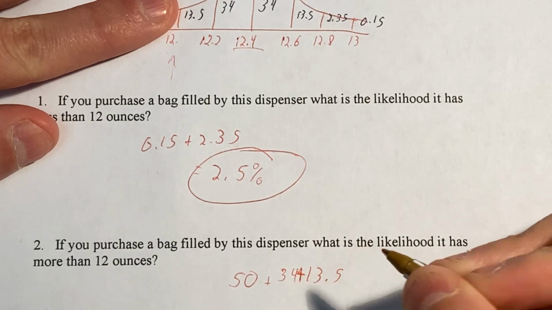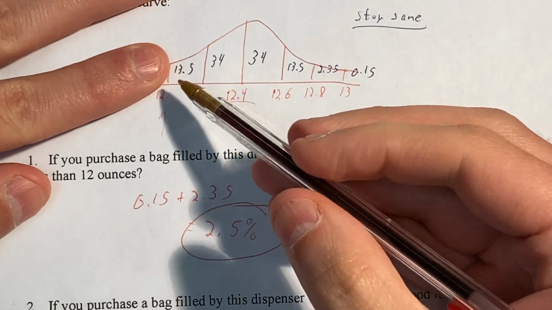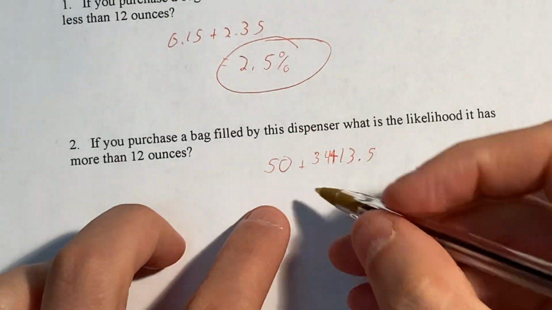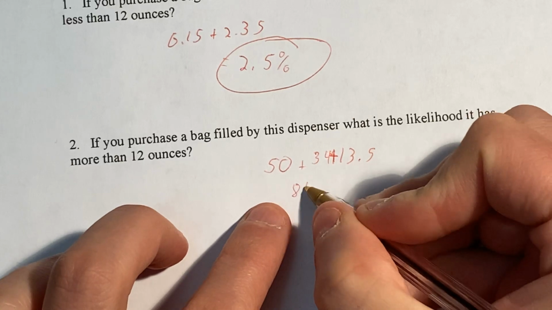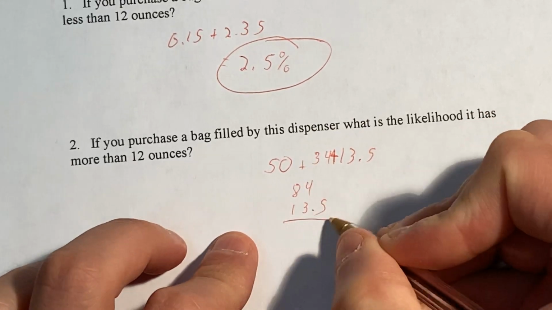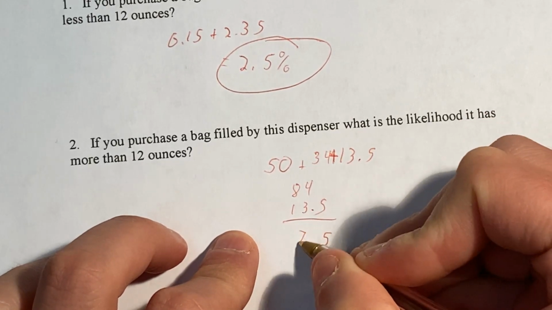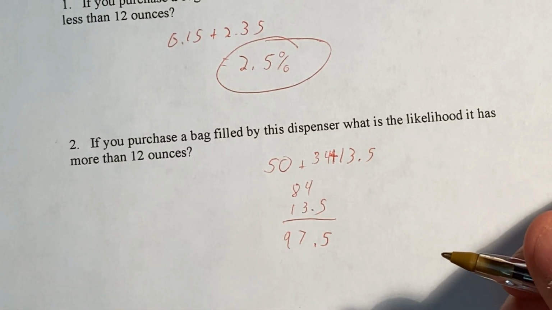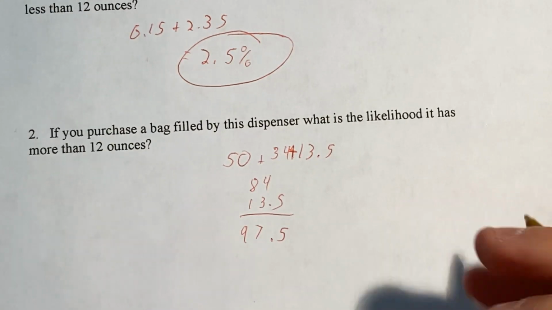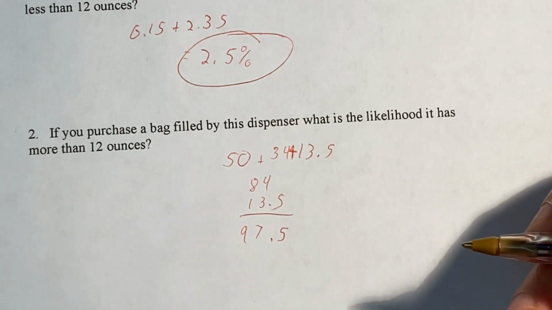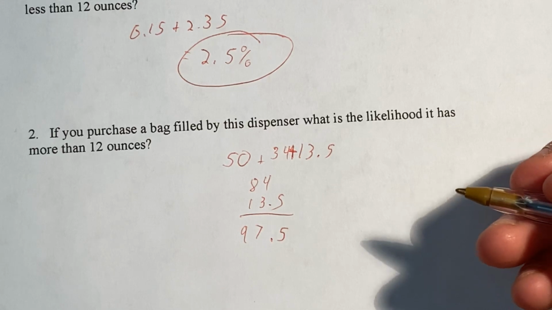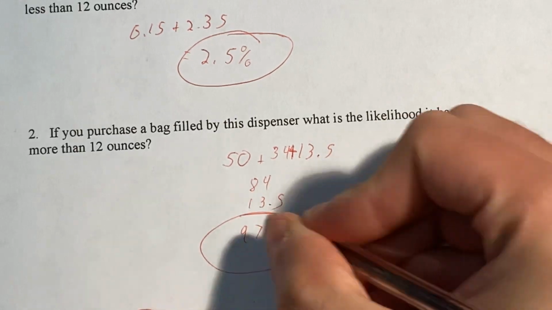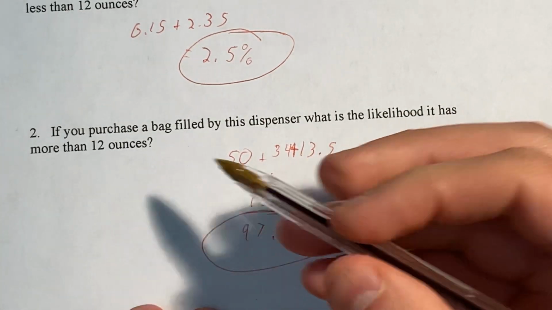So 13.5 plus 34 plus the 50 over here, which is going to be, let's go, 84 plus 13.5. That's 7. So 97.5 it looks like. Okay. Sorry, excuse me. That's it, percent. So what's the likelihood? There's a 97.5% chance that it's over 12 ounces.